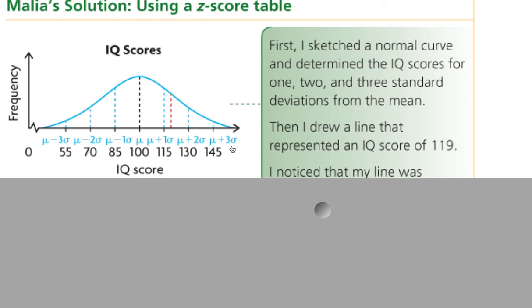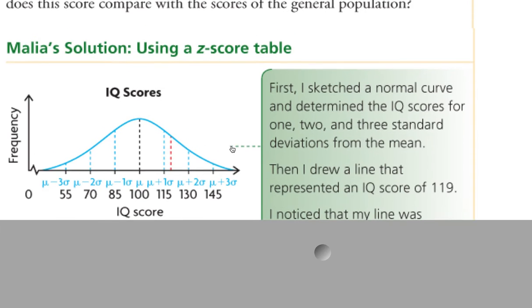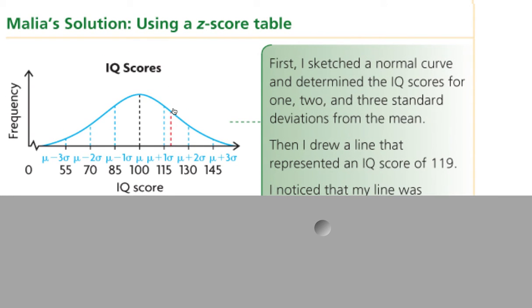Now, we're told that the IQ score is 119. You can see in red that we have that drawn, and it's going to be a little bit more than a z-score of 1. So we know the z-score will be a little bit more than 1.